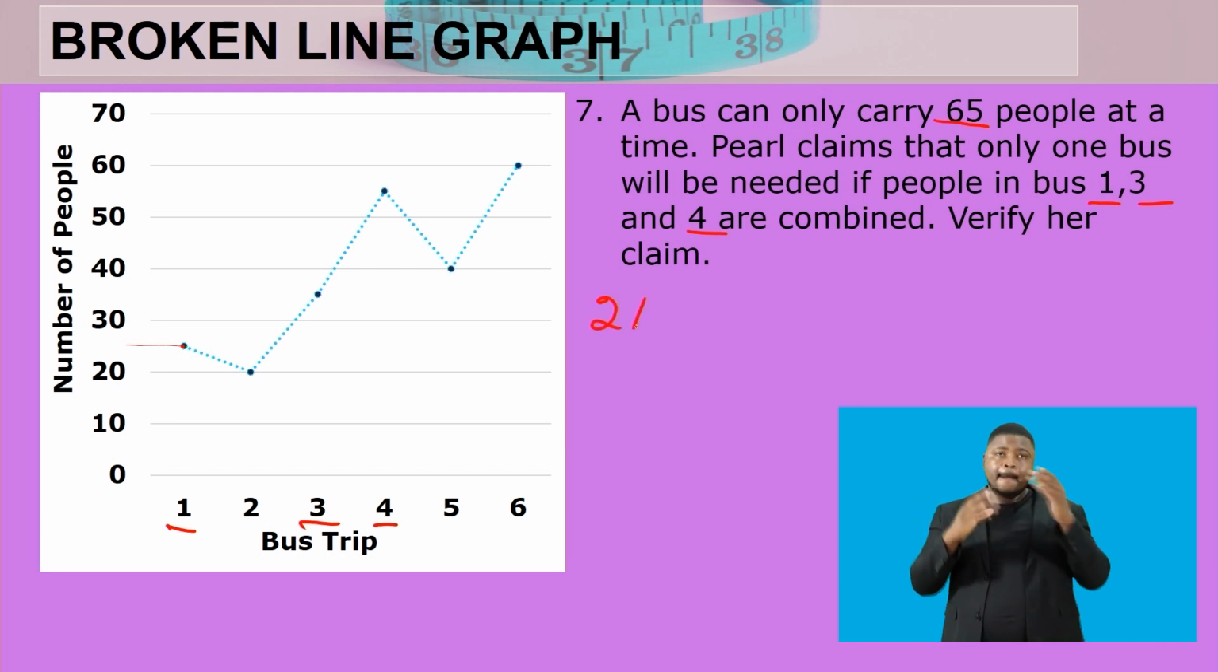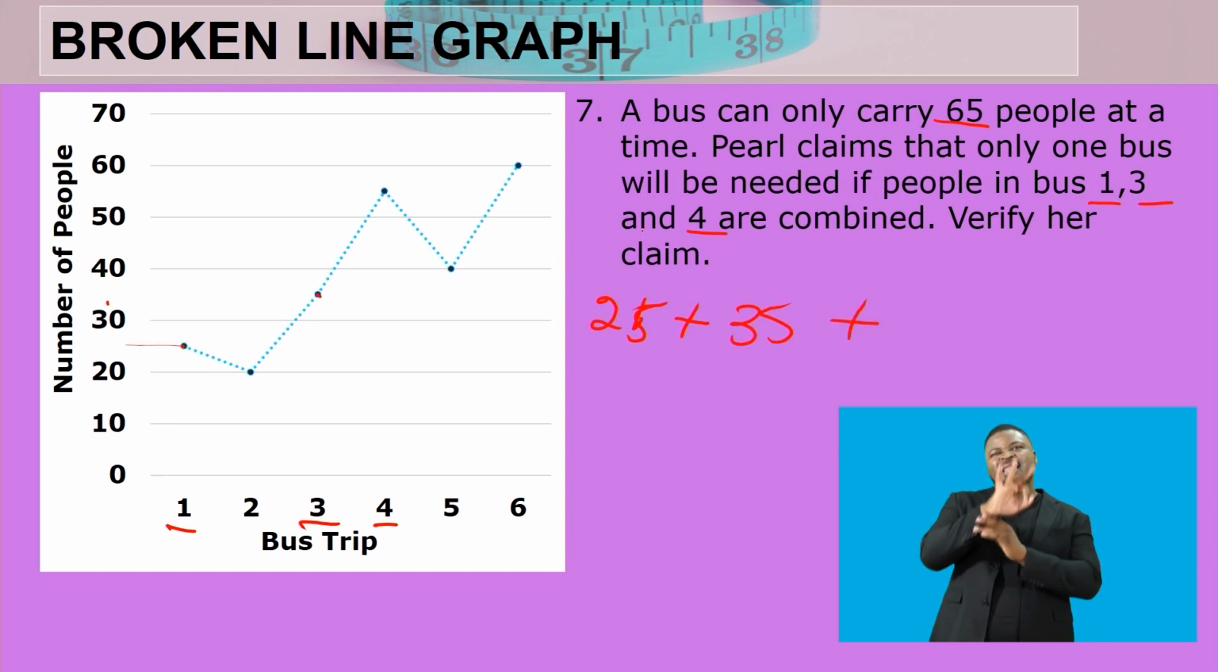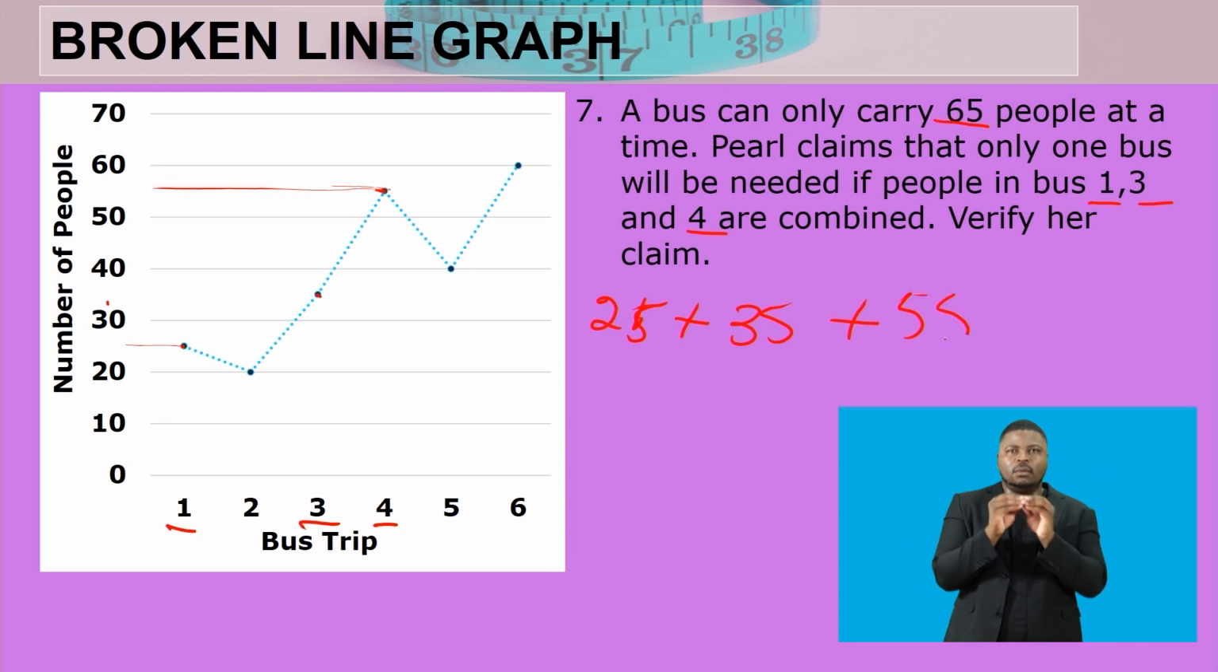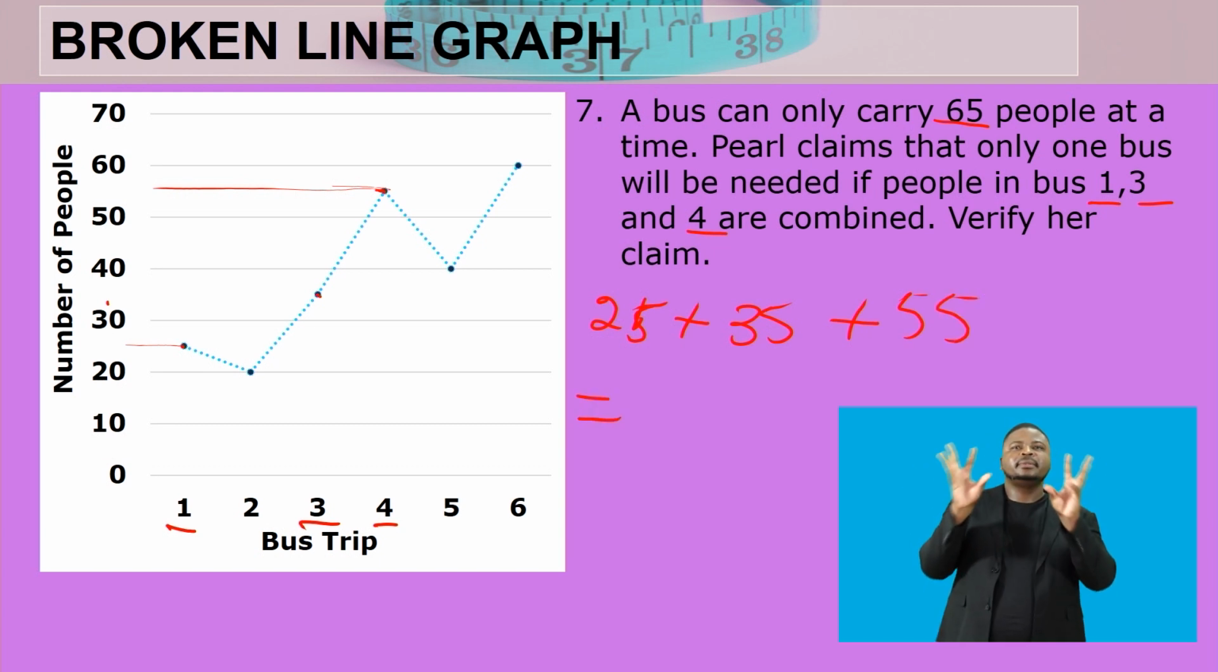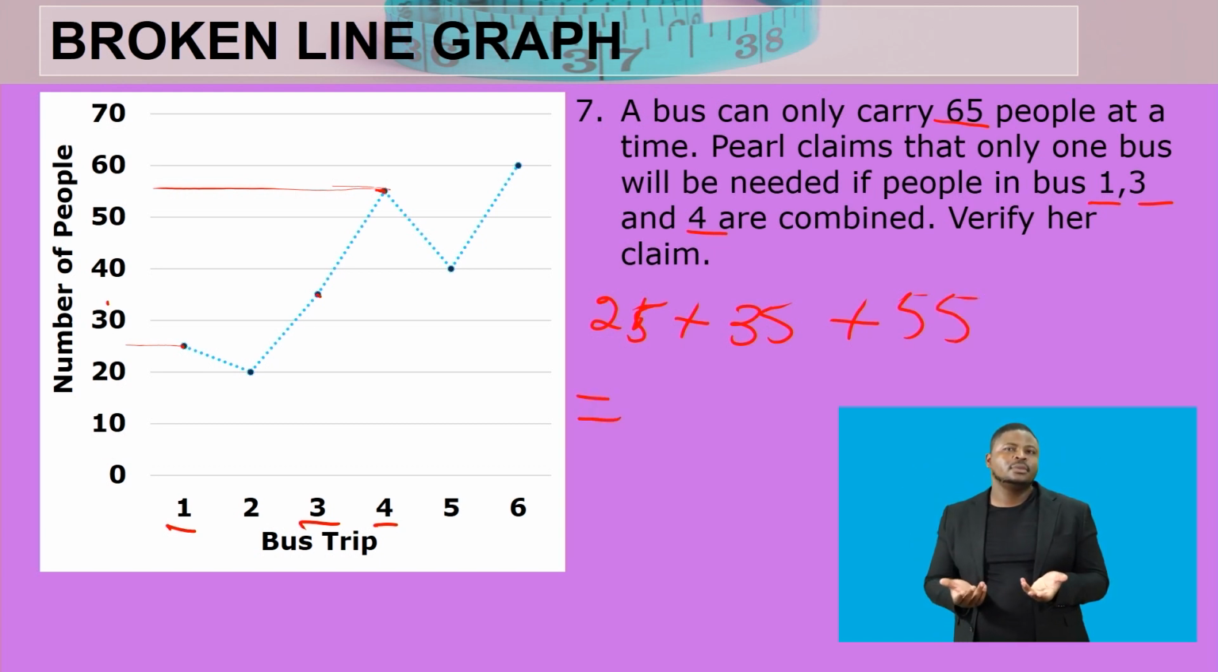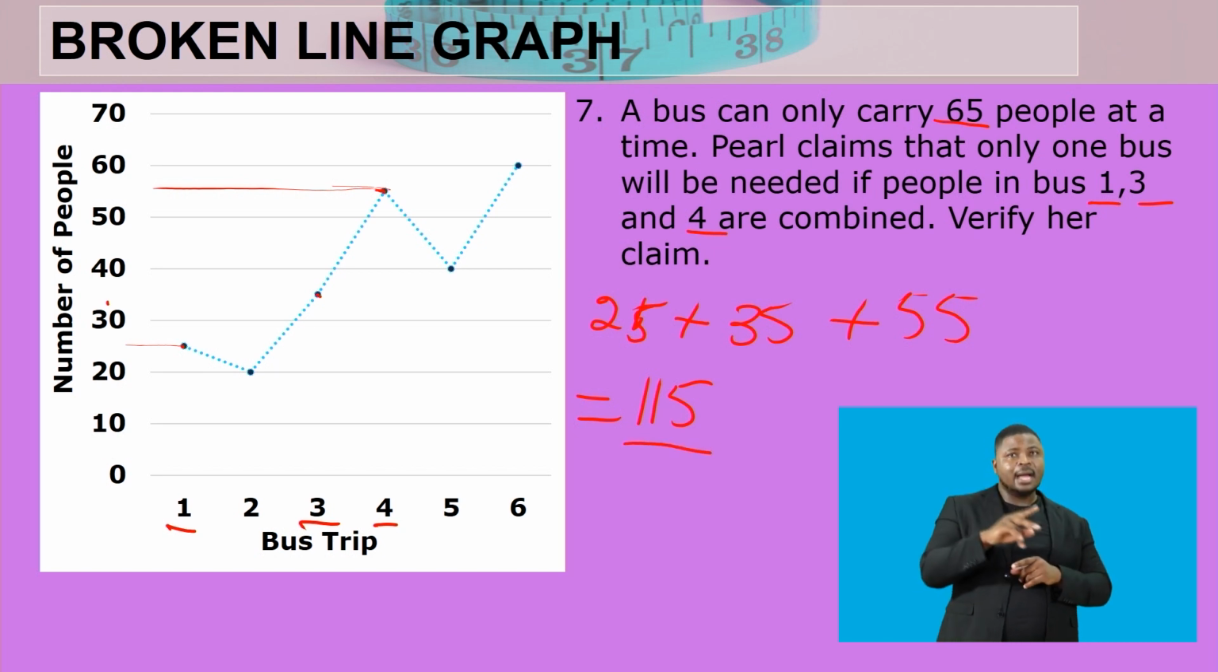So we have 25 people in bus 1, plus the people in bus 3, also in the middle, so we'll assume that it is 35, plus the one in bus 4. The ones in bus 4, they are already 55 because we are assuming that it's also in the middle. So when we add all these people together, we get 25 plus 35 plus 55. It gives us 115.